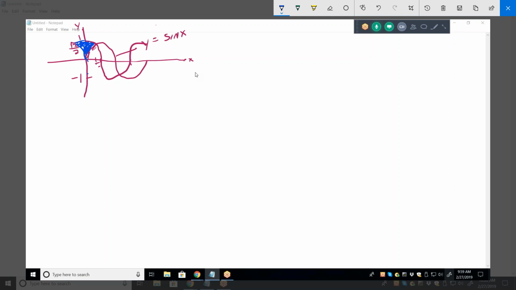Yeah, is it going to require washers or discs? Discs. Correct. We're not going to create anything that is a hole. In other words, there's no hole in the middle. Right. So we're going to use discs.